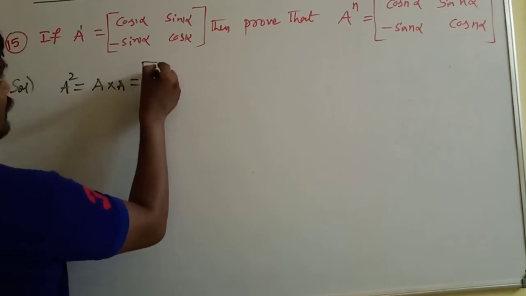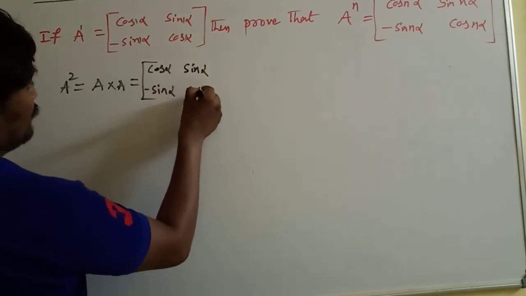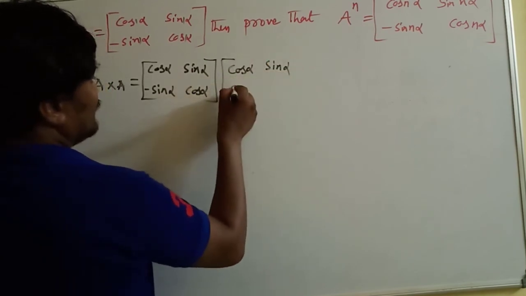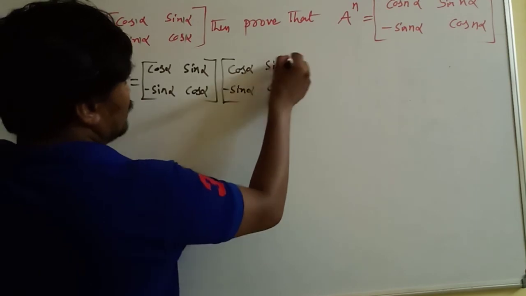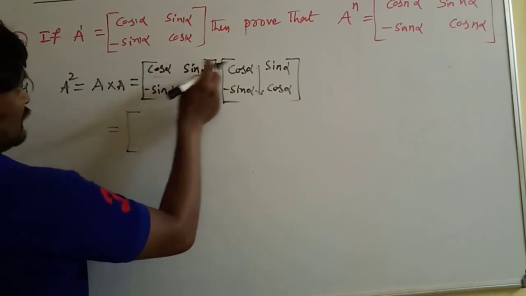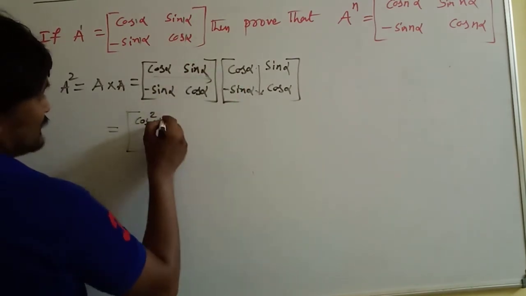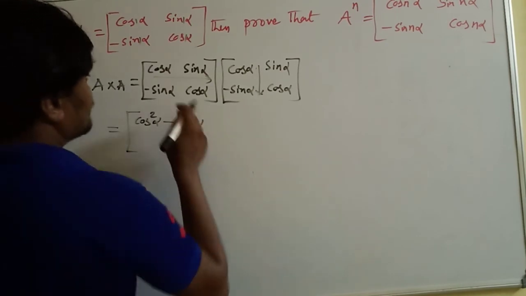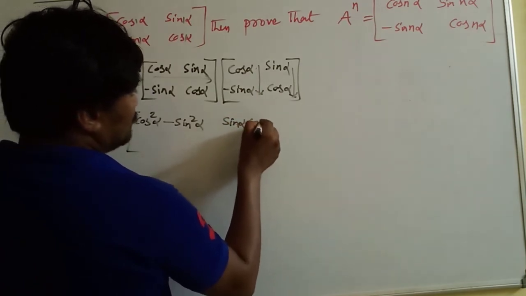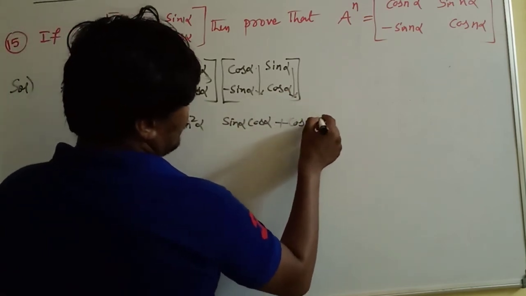That means cos alpha, sin alpha, minus sin alpha, cos alpha into again cos alpha, sin alpha, minus sin alpha, cos alpha. Multiply the first row with the first column. So cos alpha into cos alpha is cos square alpha, sin alpha into minus sin alpha is minus sin square alpha. Next, cos alpha into sin alpha, so you can write sin alpha cos alpha, plus next sin alpha into cos alpha, you can write cos alpha sin alpha.